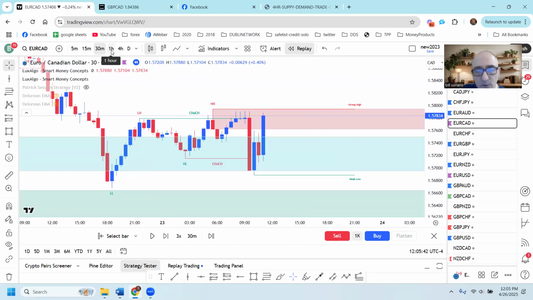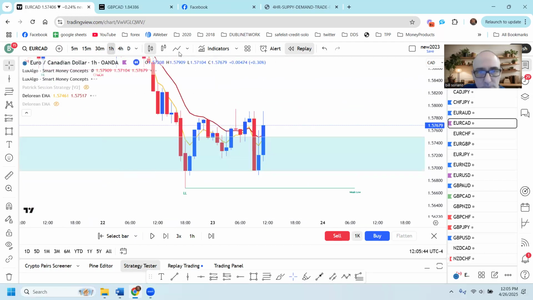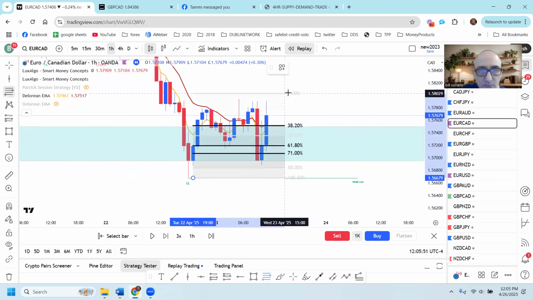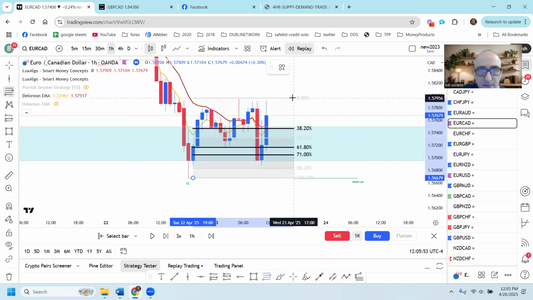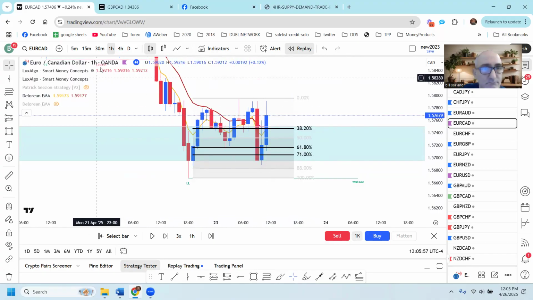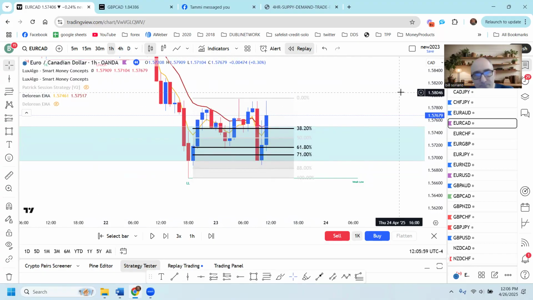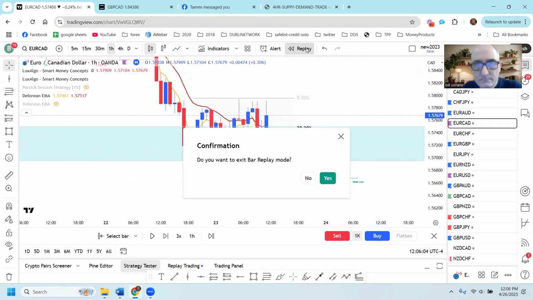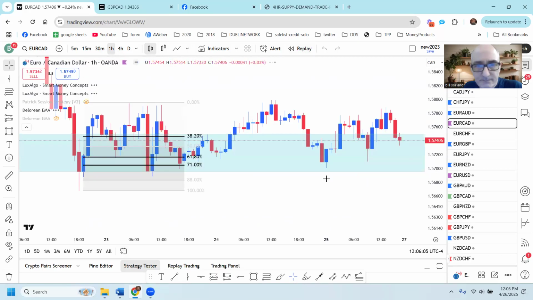So let's go back to the 1 hour. Let's say, okay, if we were going to draw our fib, we would draw it from here to here, and then we would wait for price to come back to the 71. Okay, now, let me just shut this off for a second.